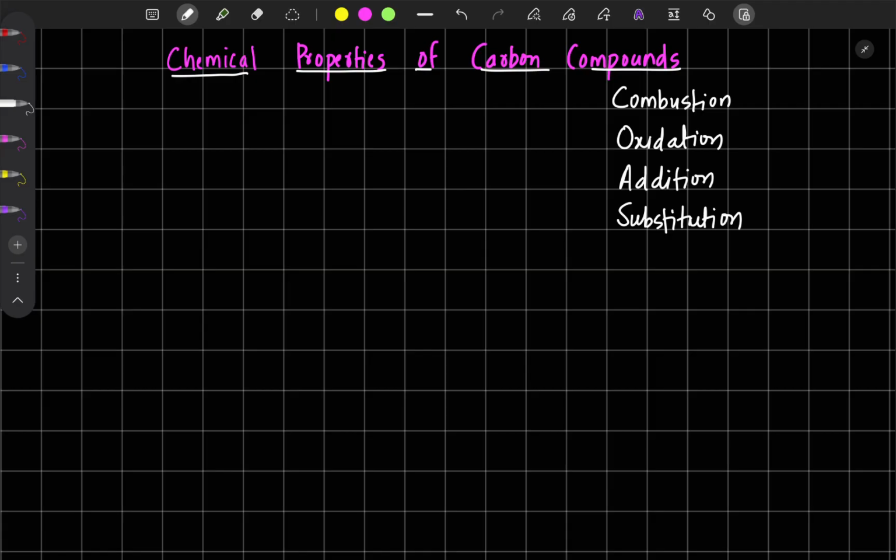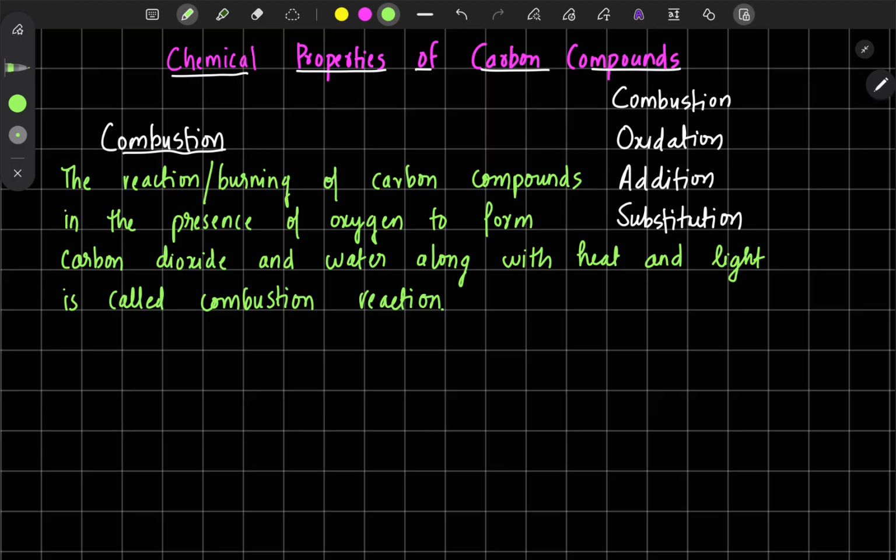So first, let us study the first one. These are the carbon compounds we are studying. Combustion reaction. So our first question is, what is a combustion reaction? I'll write the definition. Read this. A reaction or burning of carbon compounds in the presence of oxygen to form carbon dioxide and water, along with heat and light. This type of reaction is called a combustion reaction.